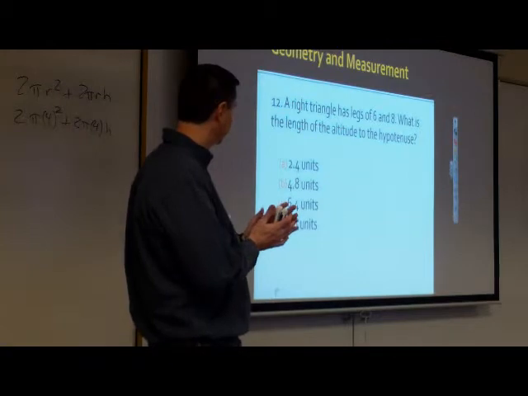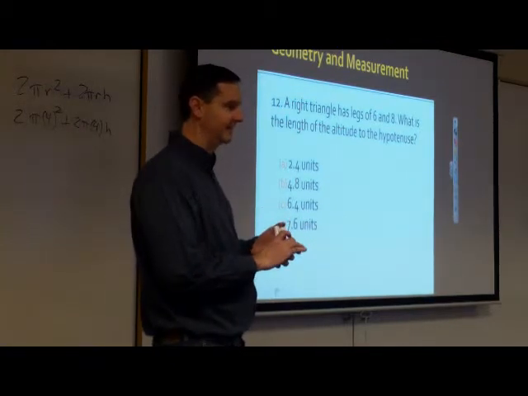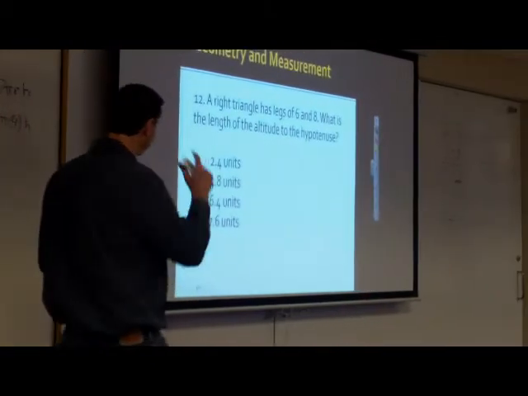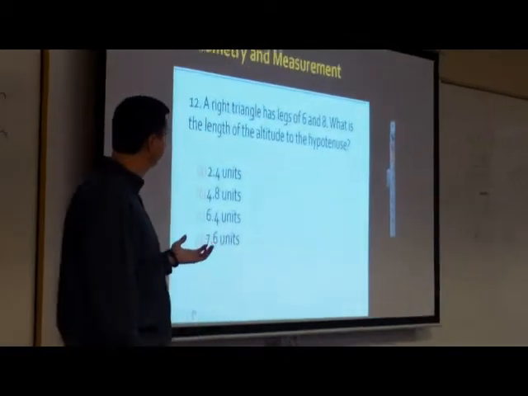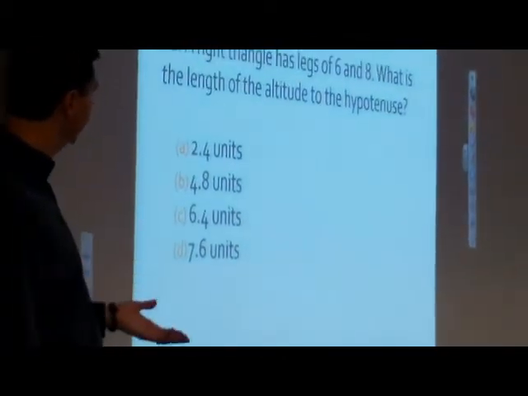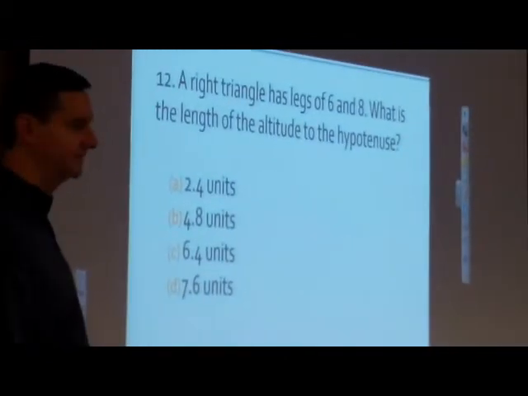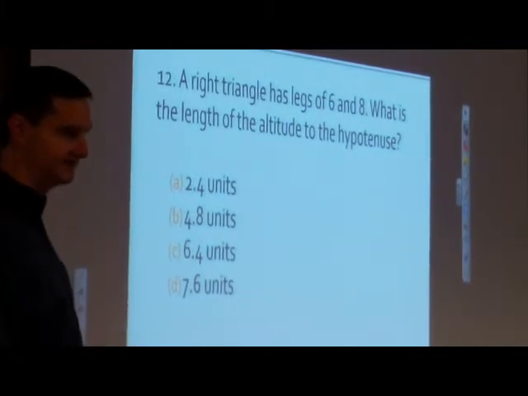Oh, this is a really interesting one that they had. I changed this one a little bit. It was on the sample one. So a right triangle has legs of 6 and 8. What is the length of the altitude of the hypotenuse?